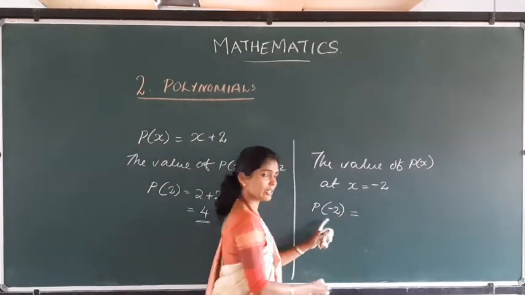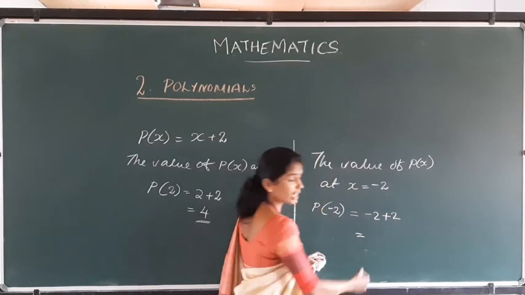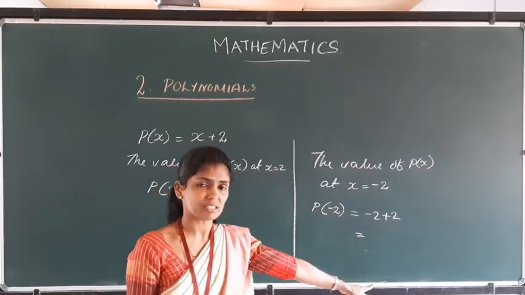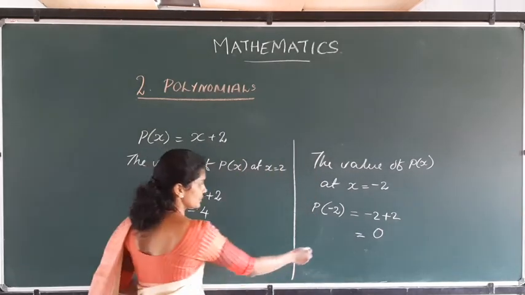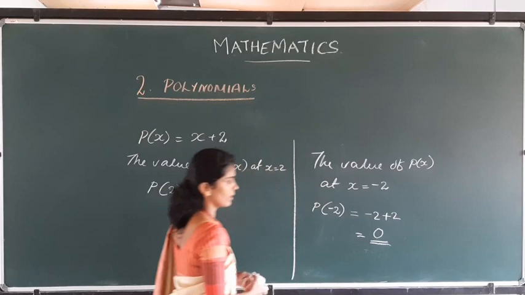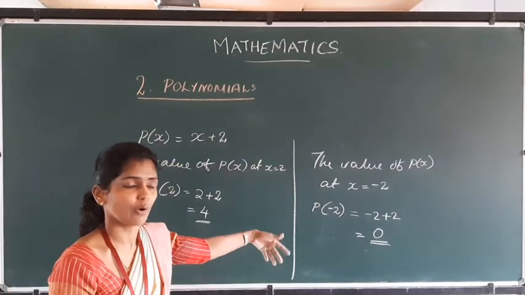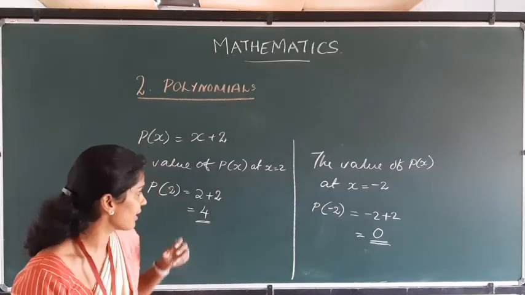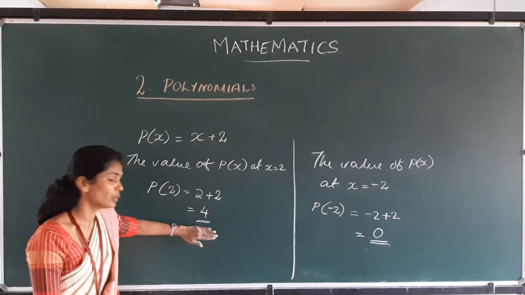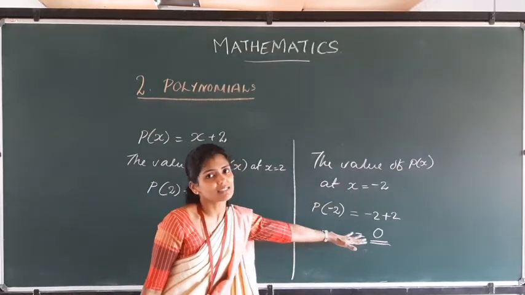That is p of minus 2 equal to minus 2 plus 2. What is the value here? Minus 2 plus 2, that is 0. We can find more values for p of x at different values of x, right? Here at x equal to 2, the value is 4. Here at x equal to minus 2, the value is 0.